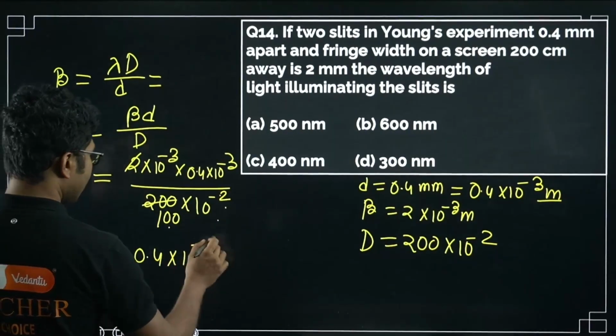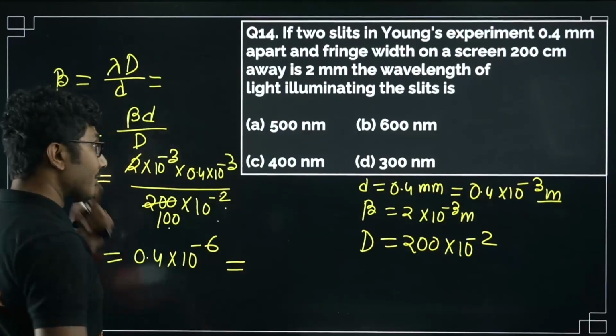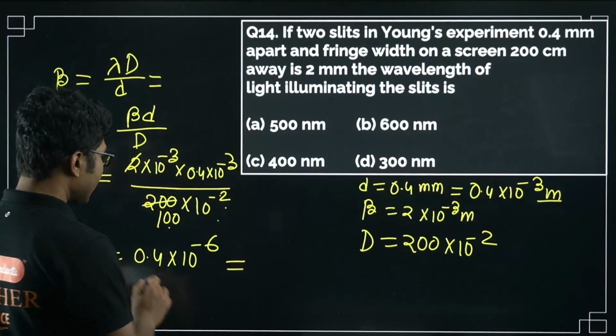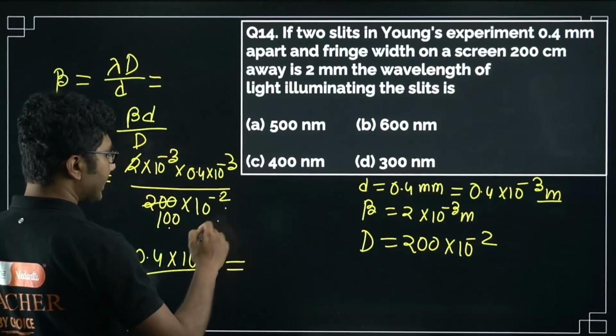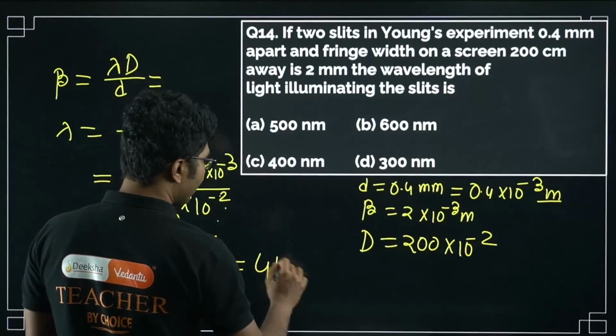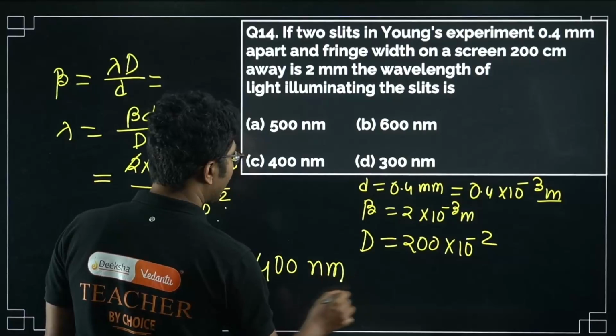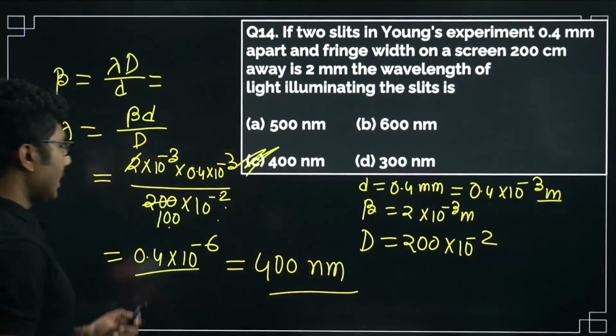Minus 6 only, sorry. So minus 6 means we have to convert it into nanometers. To convert it into nanometers, we have to multiply with 1000, that is 10 to the power of minus 3. So it will be 400 nanometers. By now you have understood the answer: the correct answer is option C.